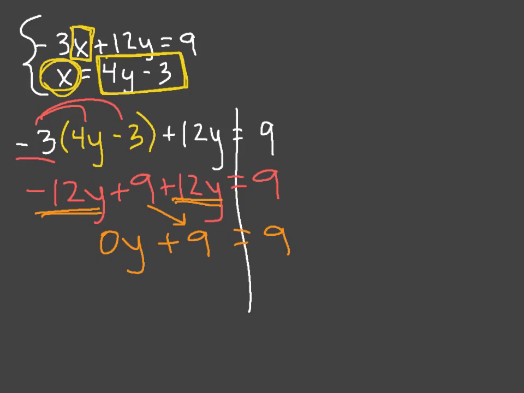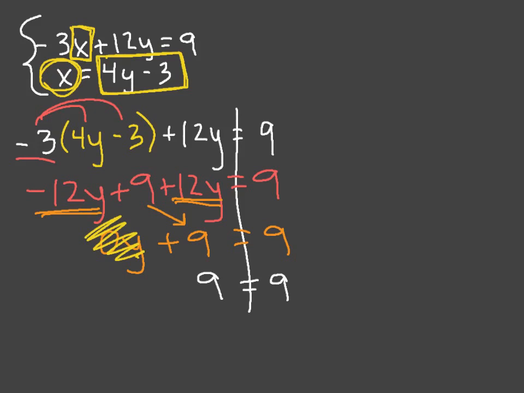Now, something weird happened here. Usually we don't get 0 y's or 0 x's. When that happens, it's like that letter's not even there anymore. You can just scribble it out, because if I have 0 y's, I don't have any of them. I'm not even going to write it down. So our variable completely canceled out, and all we are left with is the number 9 equals the number 9.